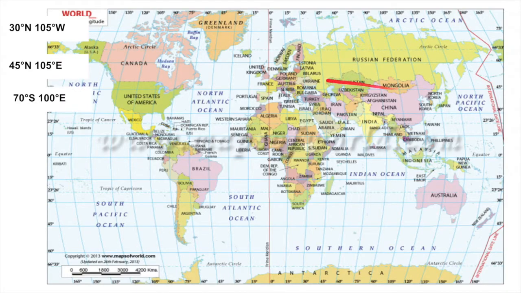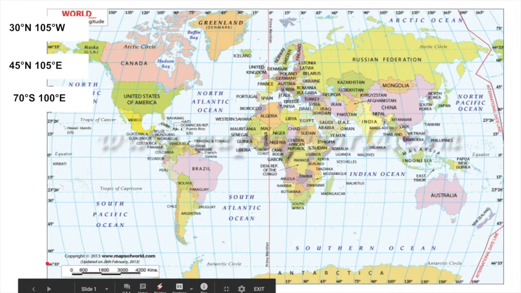Let's try one more. 70 degrees south of the equator, 100 degrees east of the prime meridian. So starting at the equator, we go 70 degrees south this time. Here's 30, 45, 60. In fact, I don't see 70, but I see 66, so I know it's a little bit further than 66. And we're going to go east of the prime meridian to about 100 degrees.